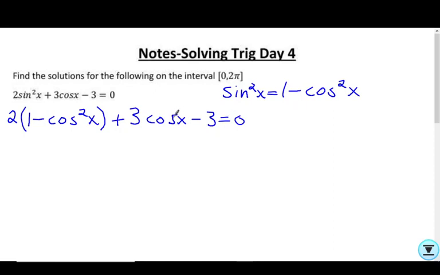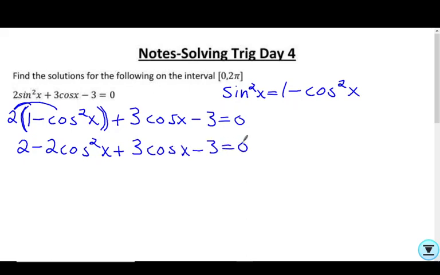Now, notice that I put the 1 minus cosine squared in parentheses. Because the first mistake my students are going to make here is if it's not in parentheses, they're not going to remember to distribute the 2 in. So when I put these parentheses here, hopefully that should remind them that you have to distribute the 2 in to both terms. So we end up with 2 minus 2 cosine squared x plus 3 cosine x minus 3 equals 0.